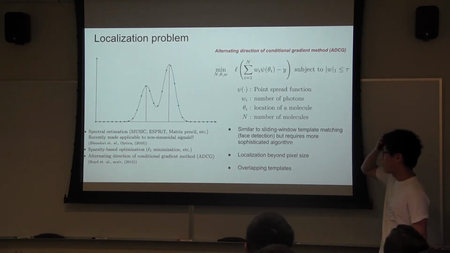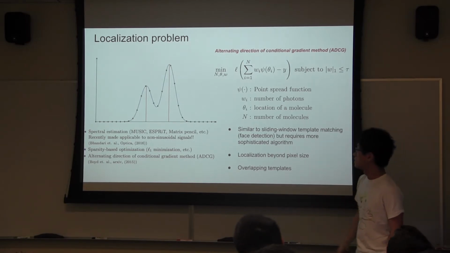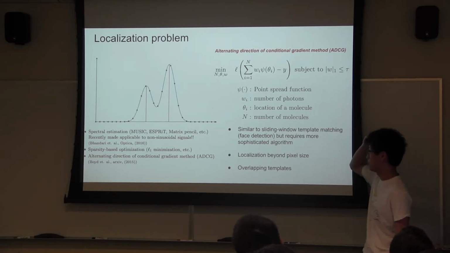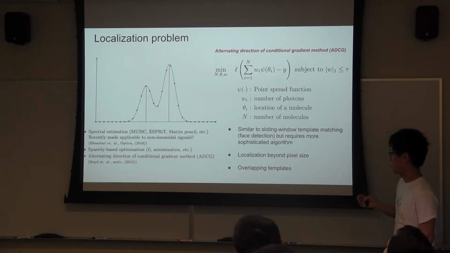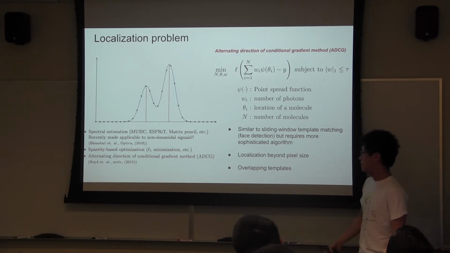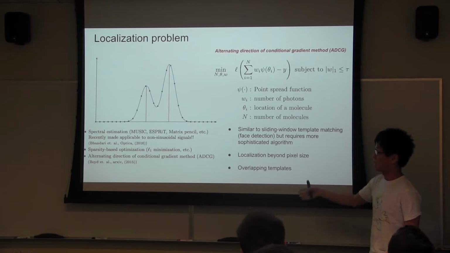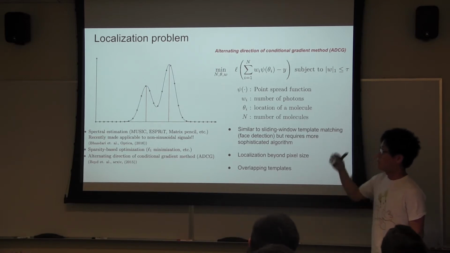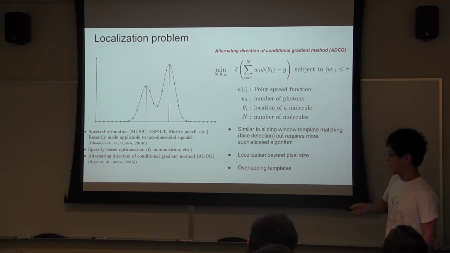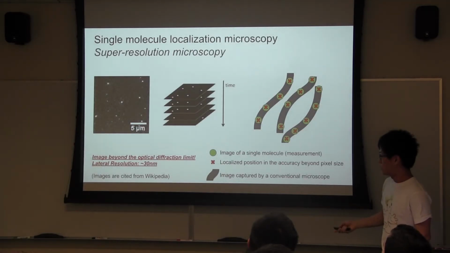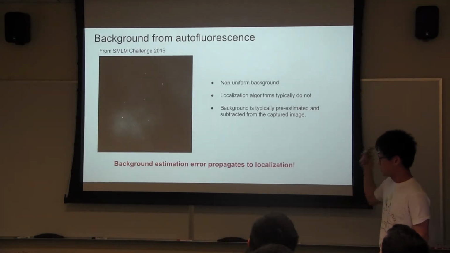In this final project, I'm going to focus on this estimation part. This estimation can be performed in multiple ways, but I'm going to focus on an algorithm called ADCG. This algorithm solves the optimization problem that I'm stating here, and it is very similar to the sliding window template matching algorithm, but much better because the estimation is performed beyond the pixel size, and it also overcomes the issue of overlapping templates. This algorithm works really well. However, it does not assume the existence of a background.